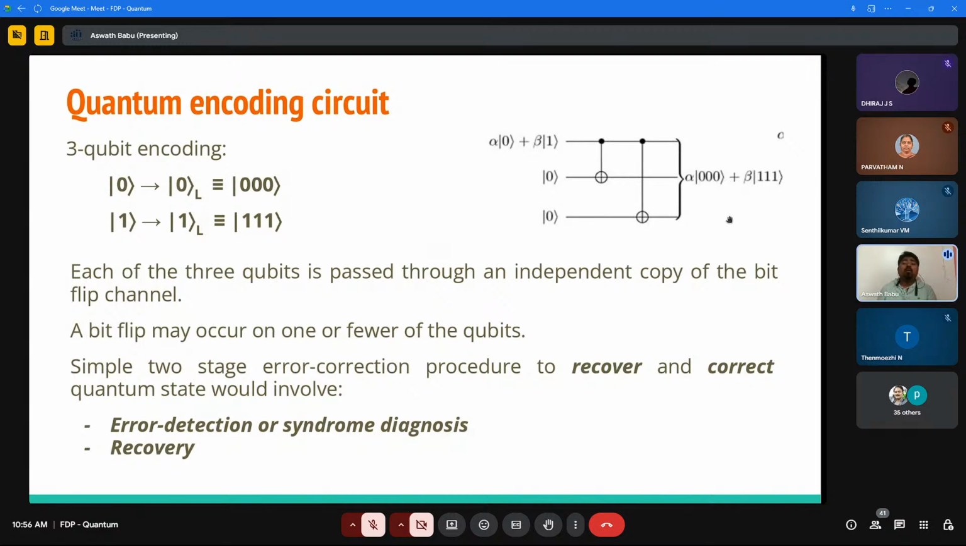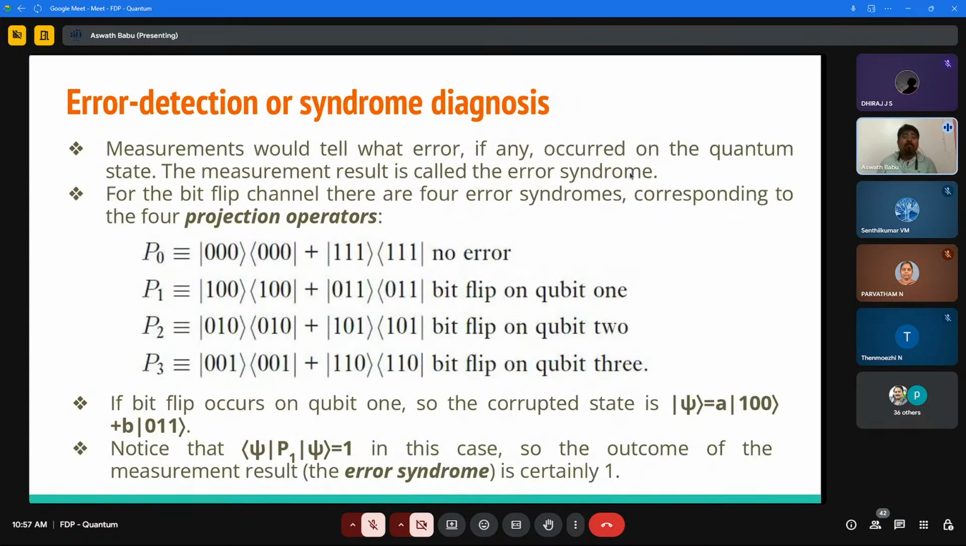Now, among these 3 bits, which one got a problem? We need to find out which one has an issue. He just got flipped. Is 0 becoming 1? Is 1 becoming 0? If it happens, how do I find it? That's the question. So how do I do a detection? Error detection, or in scientific terms, I have to diagnose a syndrome, a syndrome diagnosis. Is there a way? Yes, there is a way.